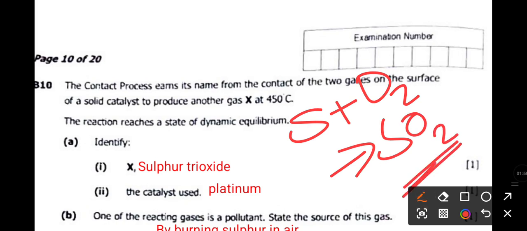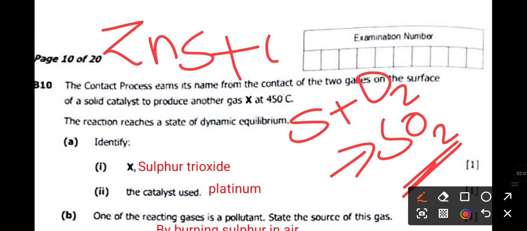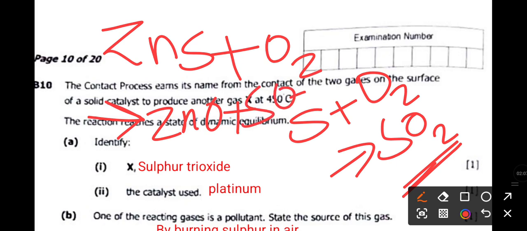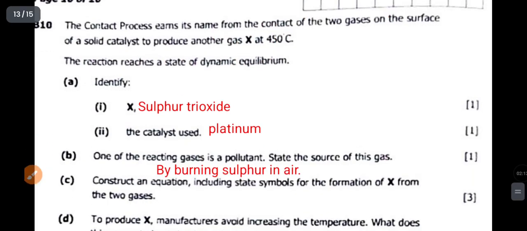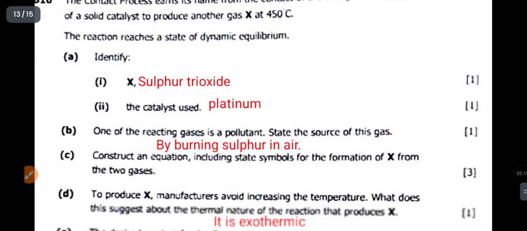Another source of the sulfur dioxide is by burning sulfur compounds in air. Let's say the sulfur compound, which is called zinc sulfide. When the zinc sulfide is burned in air, it produces zinc oxide plus the sulfur dioxide. So this is another source of the sulfur dioxide. Okay, so here I wrote by burning sulfur in air.